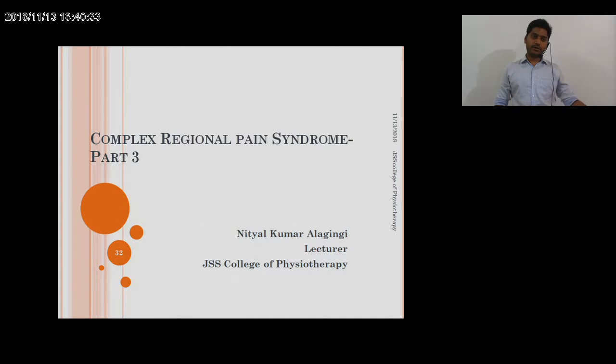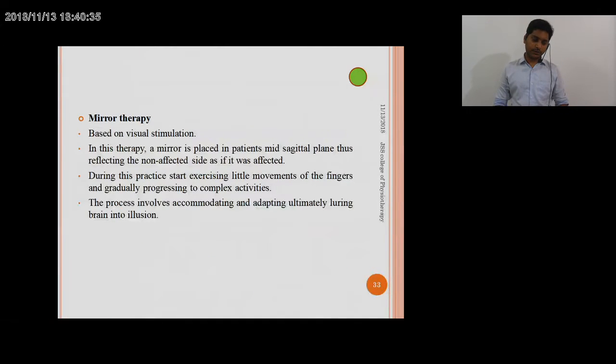So now mirror therapy is as follows. Mirror therapy is based on visual stimulation. In this therapy, a mirror is placed in the mid-sagittal plane, thus reflecting the non-affected side of the patient as if it is affected. People will be visualizing their normal side as the affected side when they are seeing it in the mirror. During this practice, short exercises with little movement are used. And in case a person gets severe pain when doing this activity, it has to be made into simpler activities. The process involves accommodating and adapting, ultimately luring the brain into an illusion.